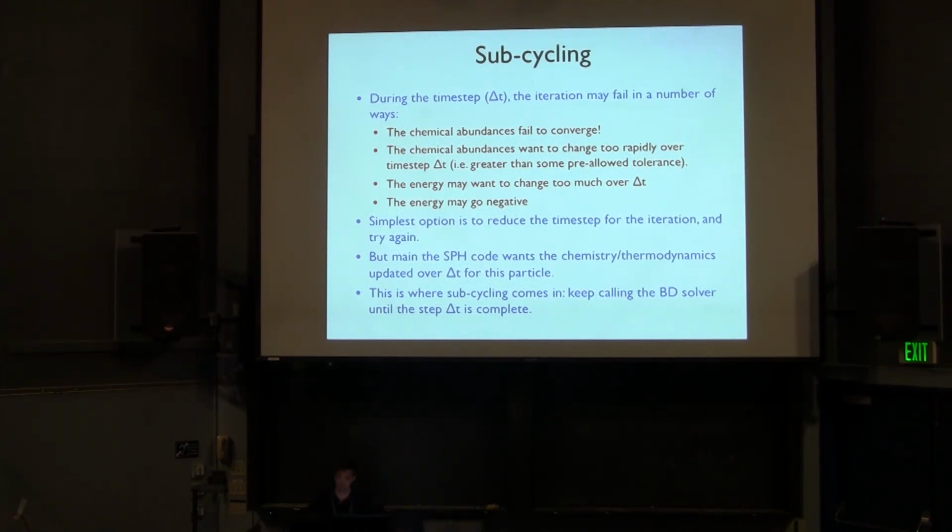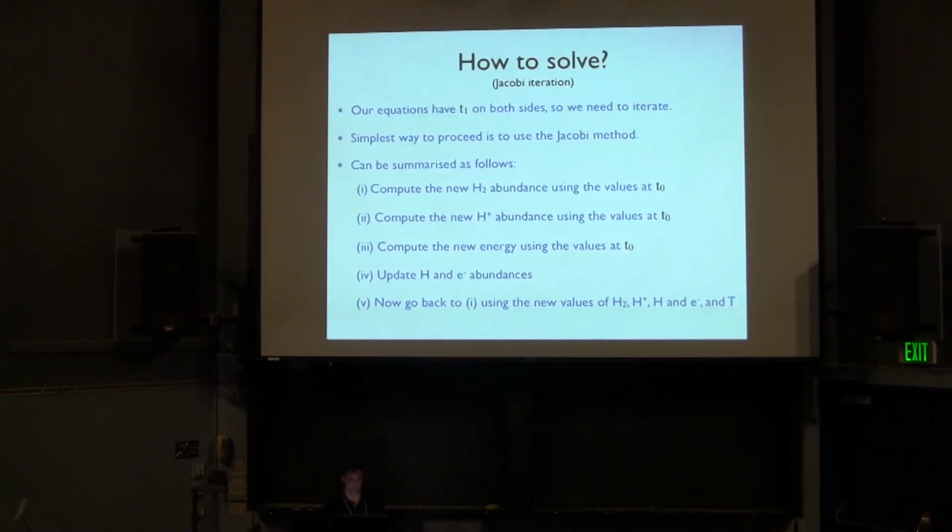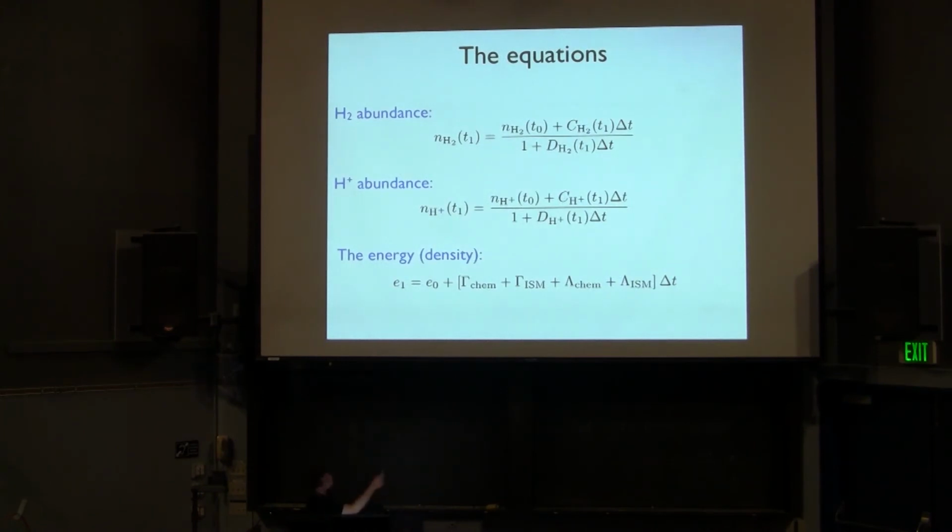The other thing is the energy might change too much over a time step. You might not want to change by any more than a tenth, which is what we're doing here. And more importantly, the energy may go negative, right? Because although I've said that this equation is guaranteed to be positive, unfortunately there's no equivalent way to write the energy equation. It can go negative if that time step is too big and the cooling was too large.